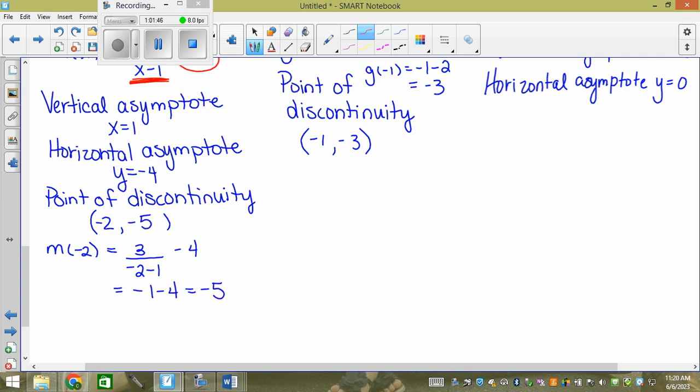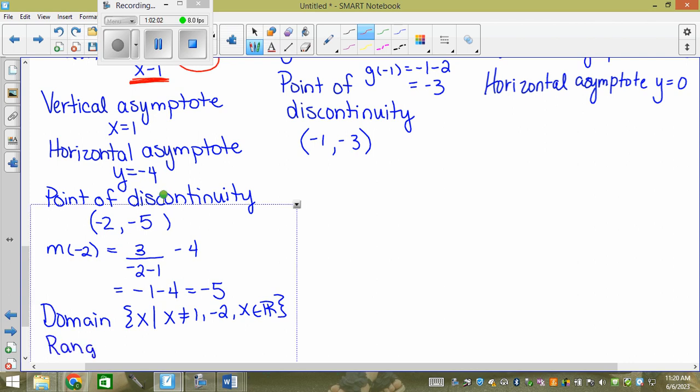So don't forget with your domain and range to put the point of discontinuity in it. I can't explain how many people don't. X can't equal 1 and -2. X is an element of the reals. The range. Y such that Y can't equal -4 and -5. Y is an element of the reals.